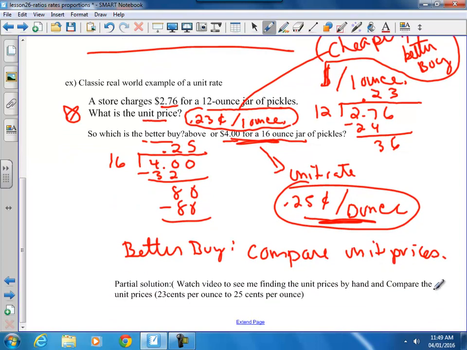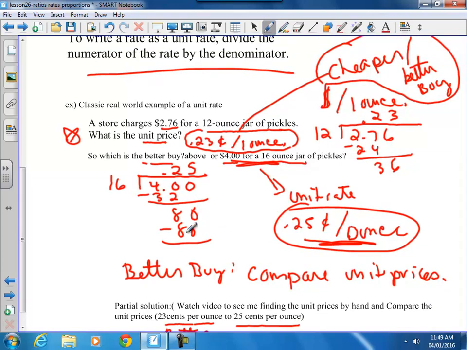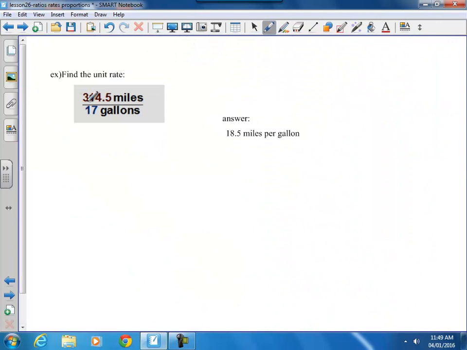All right. And you see my partial, 23 cents per ounce versus 25 cents per ounce. This is better. Okay. Let's practice more on the next slide. Find the unit rate. So now we know unit rate means per one. So we're looking for per 1 gallon.